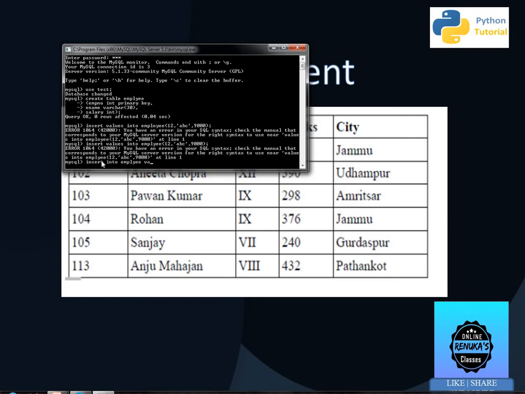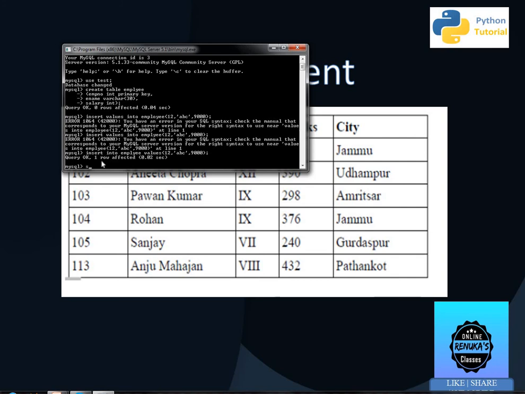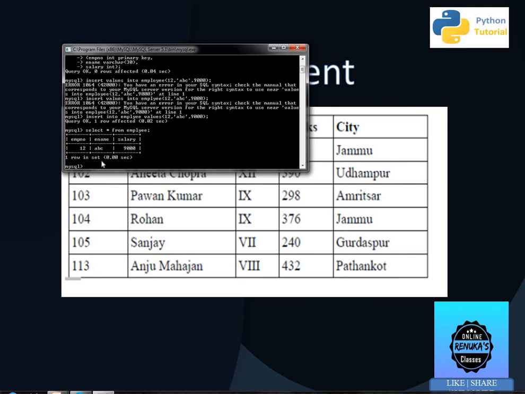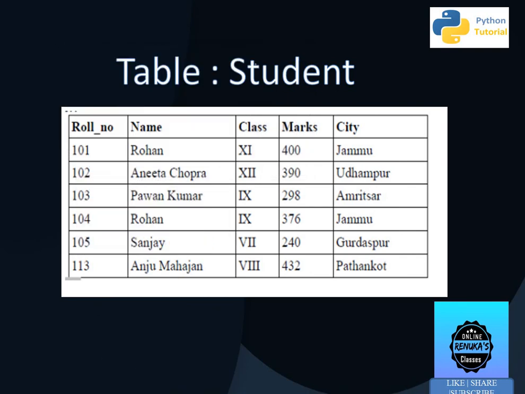Insert into employee values, and the values we were mentioning are 12, comma, ABC in quotes, and then 9,000. In this way. And if you want to see the values, write select star from EMPLOYEE. This is the table name, and you can see that one record has been added. In this manner you can create a table.